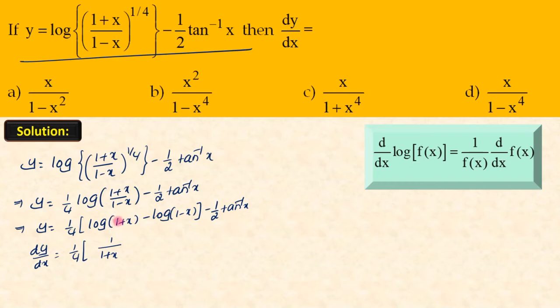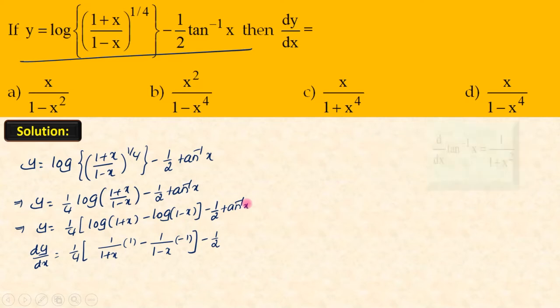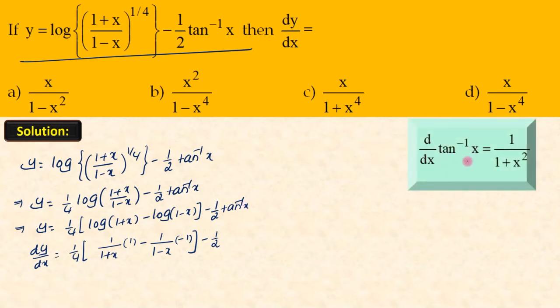Here differentiation of 1 is 0, differentiation of x is 1. Minus, here also same, d by dx of log f of x is 1 by f of x, that is 1 by 1 minus x into d by dx of f of x, that is d by dx of 1 minus x is minus 1. Minus 1 by 2 into differentiation of tan inverse x, that is d by dx of tan inverse x is 1 by 1 plus x square.